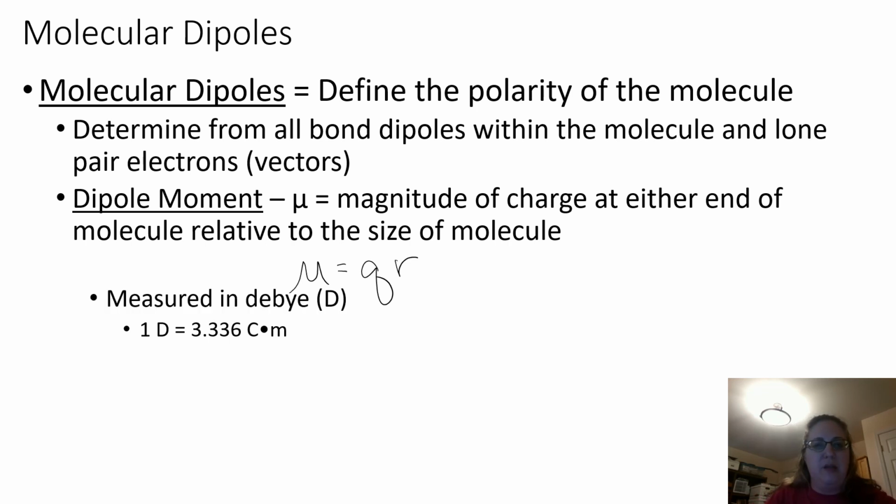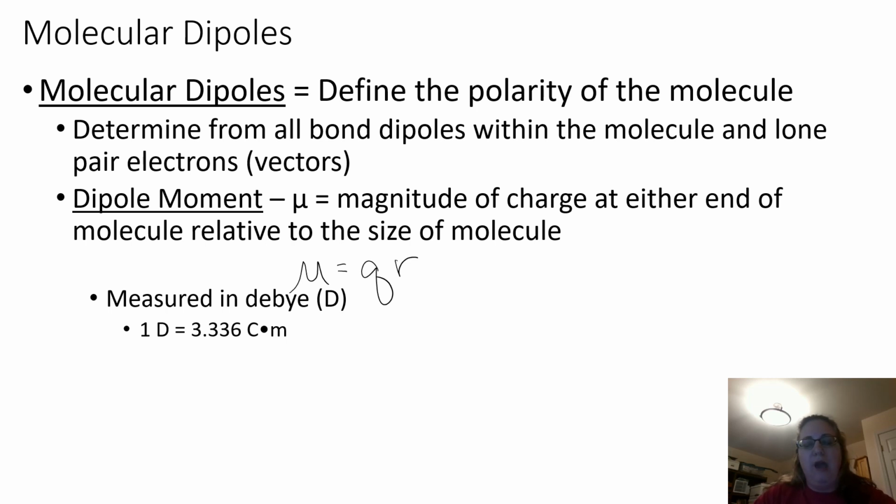Dipole moments are typically measured in Debyes, which is abbreviated with a capital D. 1 Debye is equal to 3.336 times 10 to the negative 30 coulomb meters. And remember, coulombs is our electrical charge unit, which implies that we're going to be measuring those distances in meters. So we are going to be looking at dipole moments.